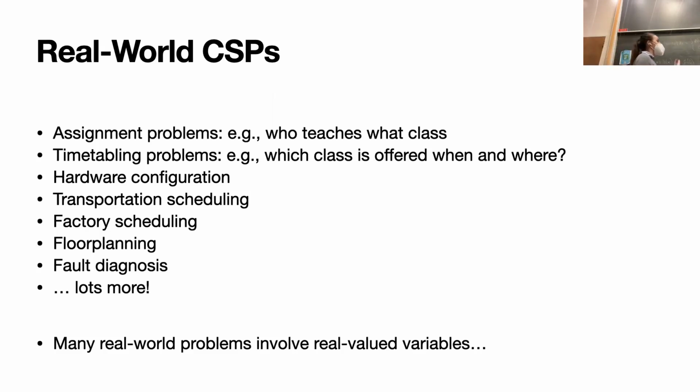One of the big caveats I want to mention is that in the constraint satisfaction problems we've seen so far in this class, we've only seen things that are basically integer values. Many, many real-world problems have real-valued variables. They could be defined over time intervals. They could be not as straightforward as the ones that we saw in this class. Okay.